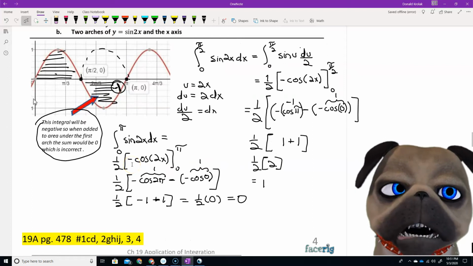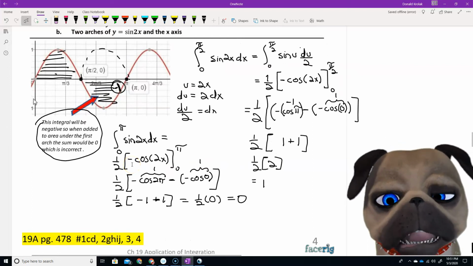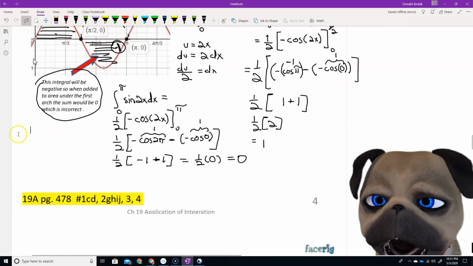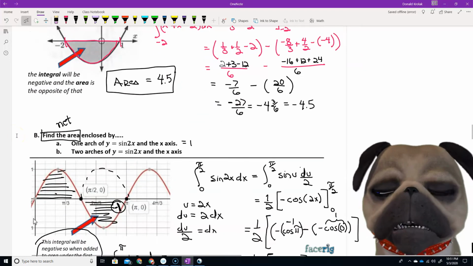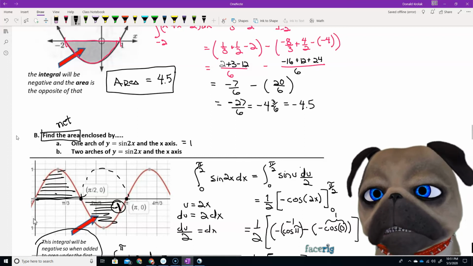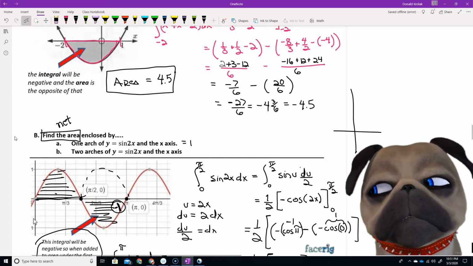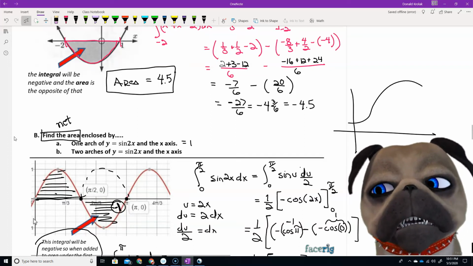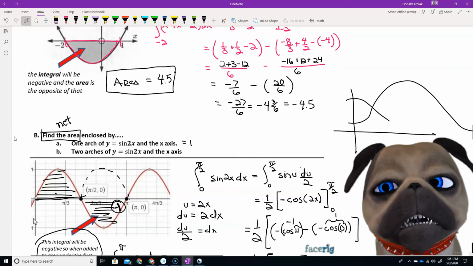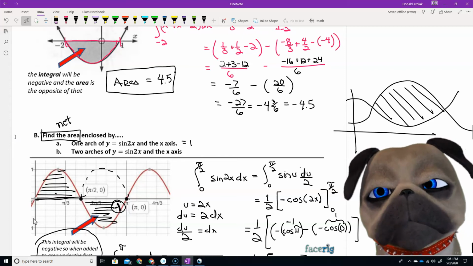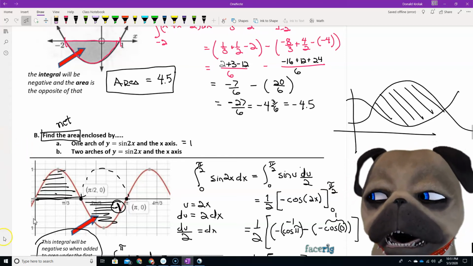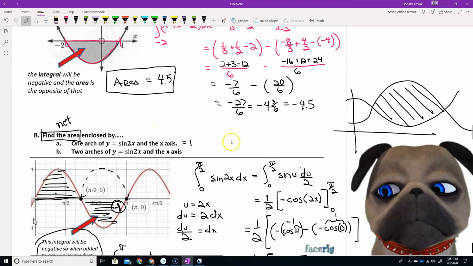All right, folks, that's it. Tomorrow, we do 2 curves. Instead of having a curve and the x-axis, you'll have one curve and then a second curve, and you're finding the area in between those 2 curves using integration.